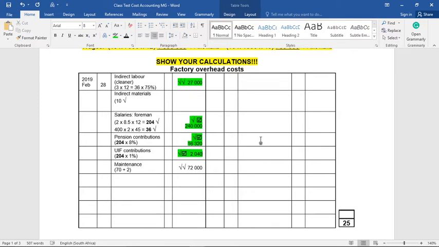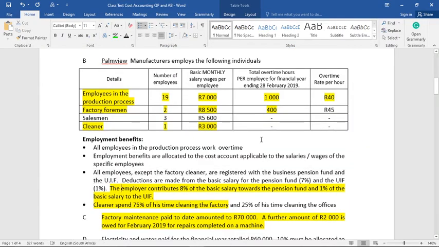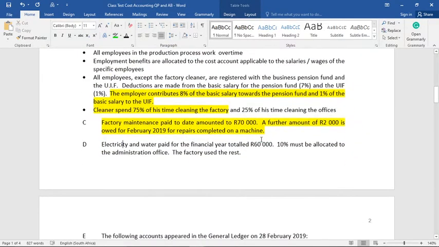If they don't give you the space, draw an arrow outwards and write your calculations at the bottom somewhere. Okay, so those are very, very important. Going back to the question, we are now at information D.